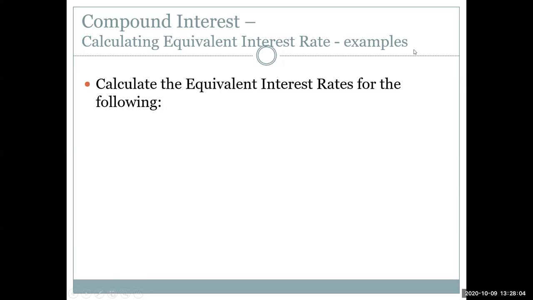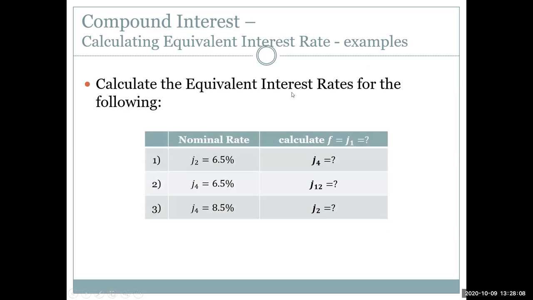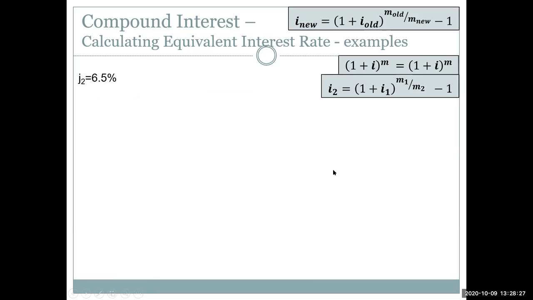So let's calculate the equivalent interest rates for these three examples. We have a J2 and we want a J4. Then we have a J4 and we want a J12. And then we have a J4 and we want a J2. Okay. So we're not looking for the F or the J1 in this case. We're looking for an equivalent interest rate for a different compounding period.